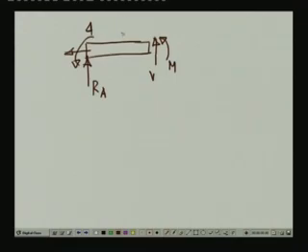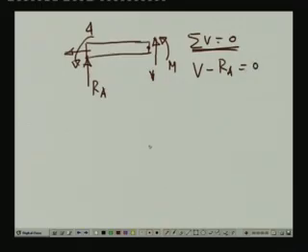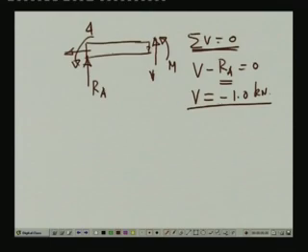Now, if we take the vertical equilibrium of the forces, that means the summation of vertical forces equals 0, which will give us the value of the shear. So, V, which is positive upwards, minus RA equals 0. RA we have obtained as minus 1, so V is equal to minus 1.0 kilonewton. This is the shear force at this particular point.